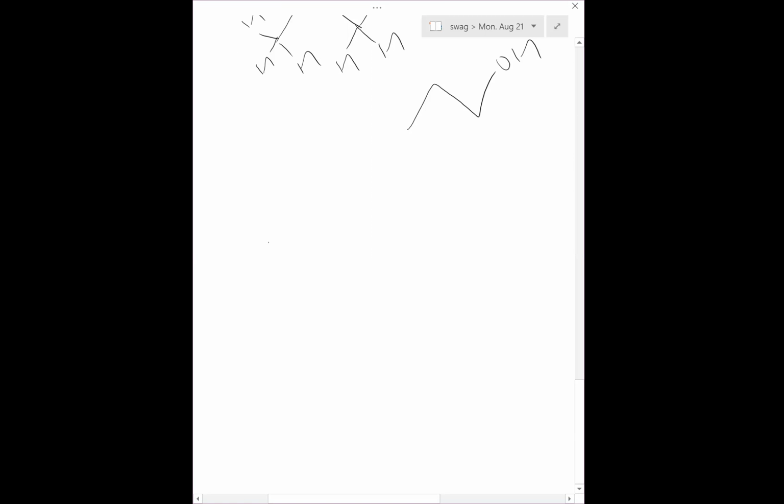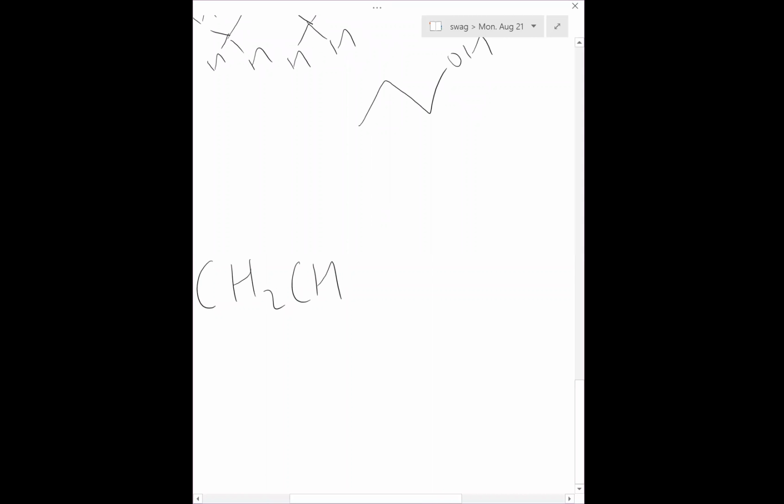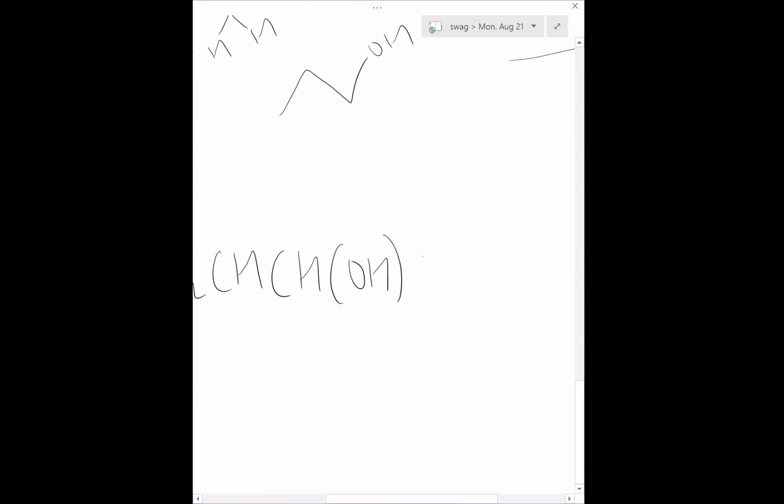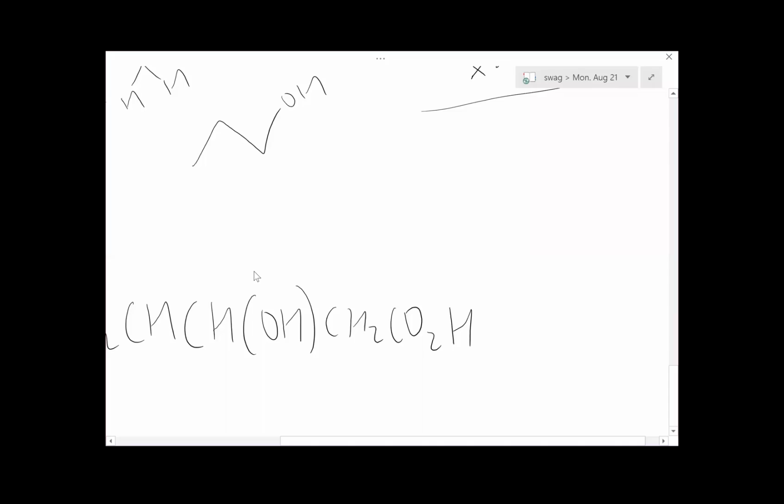So you have, let me do this. CH2, CH, y'all are gonna hate me for this. CHOH in parentheses, CH2CO2H. Okay, if y'all get this right, I'll be very impressed, but don't worry if you don't. I'll give y'all a couple minutes to try and figure this out.